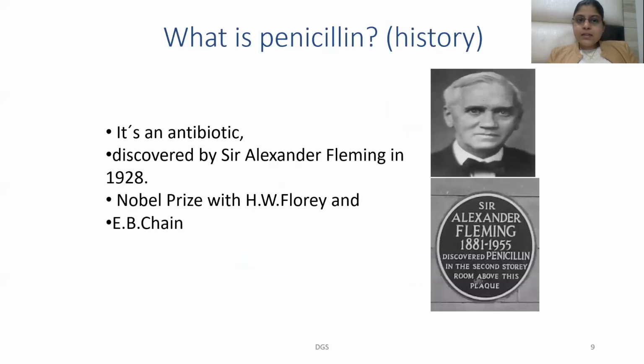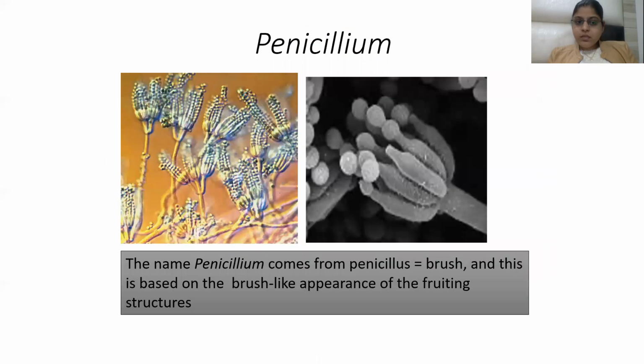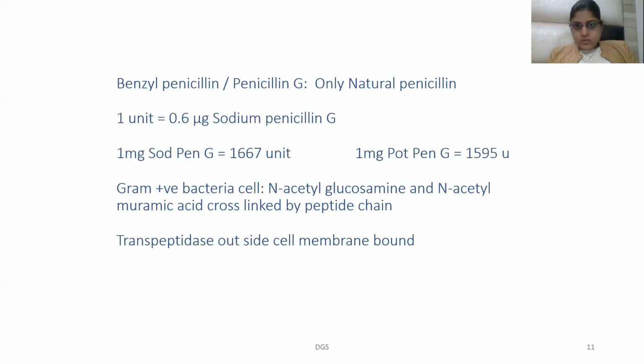Now, what is penicillin? It is an antibiotic discovered by Sir Alexander Fleming in 1928. He received the Nobel Prize with H.W. Florey and E.B. Chain for it. The name penicillium comes from the penicillus, meaning brush, based on the brush-like appearance of the fruiting structures.